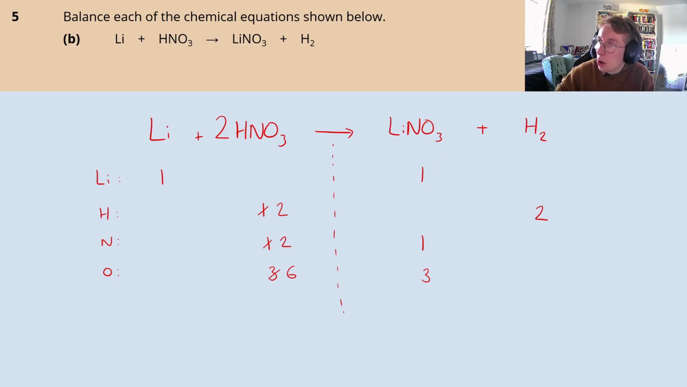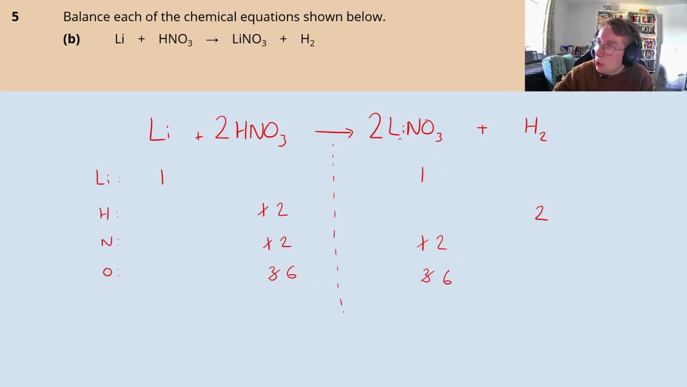So on the right hand side, what we can do, because we've got 1 nitrogen here and 2 on the left and 3 oxygens here and 6 on the left, we need to times those both by 2. So we can put a big 2 in front of LiNO3. So if we go through the process again, our nitrogens, that's gone up to 2, so that's now balanced. 3 lots of oxygen times by 2 is 6, so that's now balanced left and right.